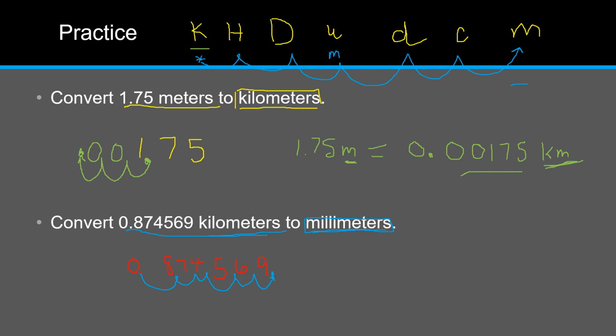So if I wanted to write an equivalent statement, 0.87469 kilometers is equal to 874,569 millimeters. And I didn't write the first measurement just because it's a little bit challenging to write on this screen, but I want you to see that these two values are equal one to another. So 874,569 millimeters is the same or equal to 0.874569 kilometers.